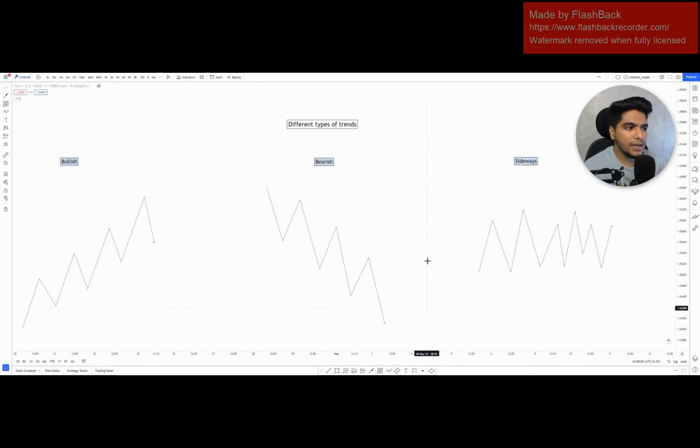Same happens in bearish trend. Whenever the markets go down lower, it will be aggressive. So it's impulse. And whenever prices retrace, it will be corrective. So this was about different types of trends. Let's now get started with identification of the swing points.